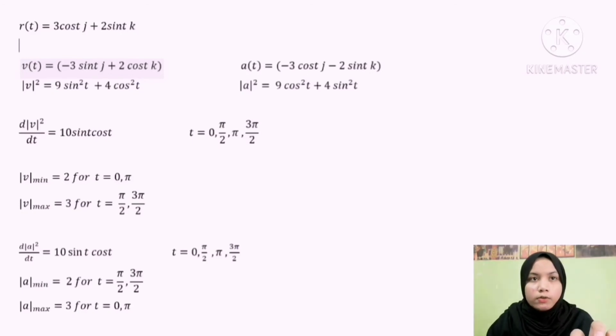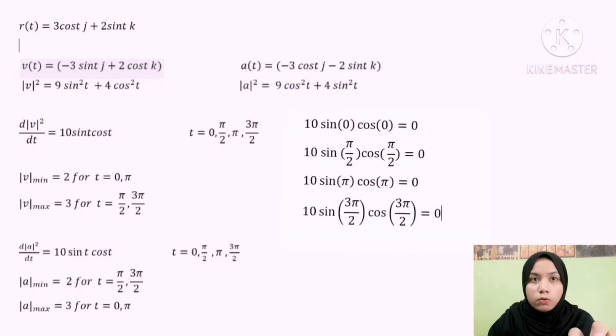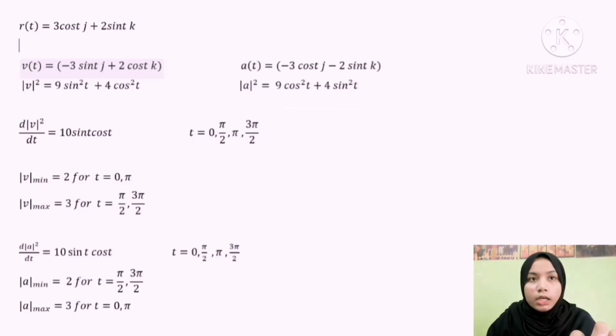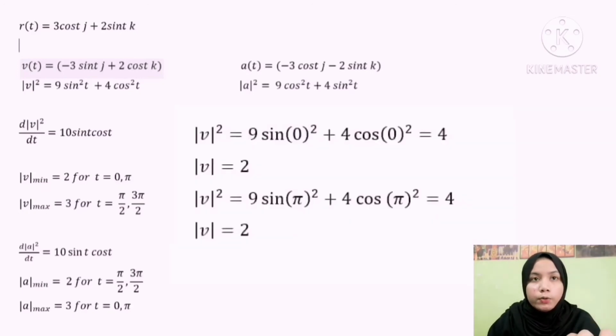After that, we can take the derivative of magnitude v square, and we will get 10 sin t cos t. 10 sin t cos t is equal to 0 when we put t equal to 0, pi over 2, pi, and 3 pi over 2. If we plug in 0 in 9 sin square t plus 4 cos square t, we will get the magnitude of velocity square equal to 4. So the magnitude of velocity is equal to 2.